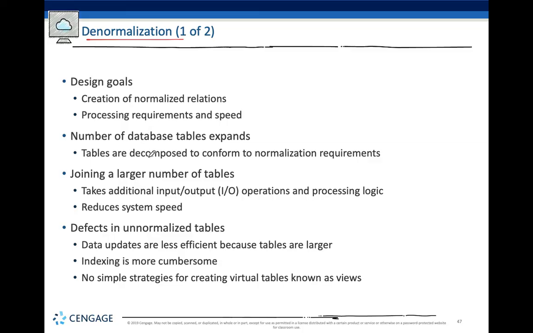Now, usually in normalization, as we go up the normal forms, we are decomposing the table to conform with normalization requirements. We're creating more tables. So the number of database tables expands as we normalize more and more. However, joining a large number of tables can also put a load on the input-output processing and reduce system speed. Joining many tables takes up a lot of memory and so on. So in order to overcome the reductions in performance and to make things easier to look up, for a little bit of convenience, we sometimes unnormalize tables.